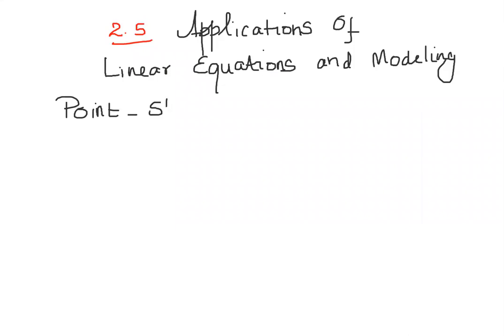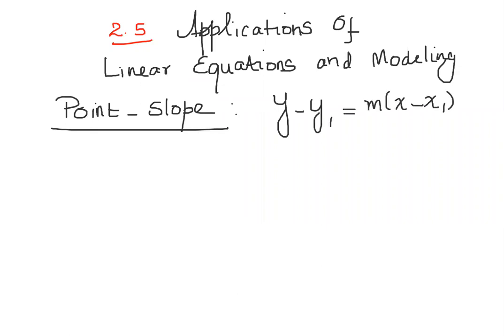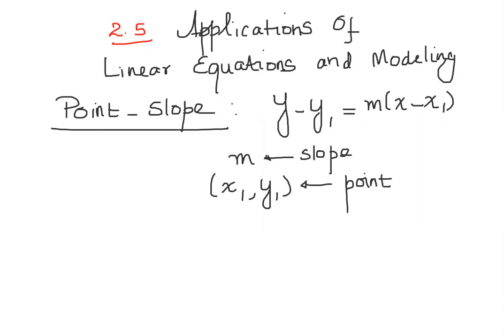If we are given a point and the slope of a line, then we can use the point slope formula, which is y minus y1 equals m times x minus x1, where m is the slope and (x1, y1) is any point on the line. We're going to use this formula to solve the first four problems.